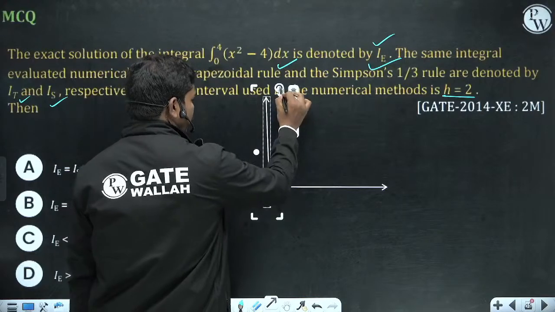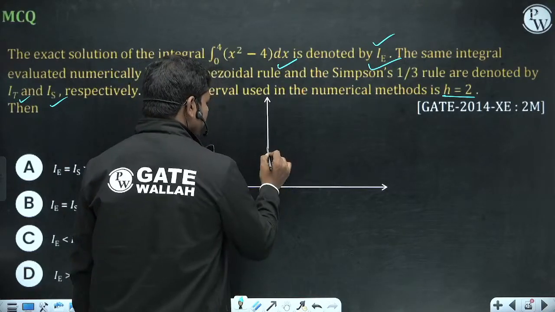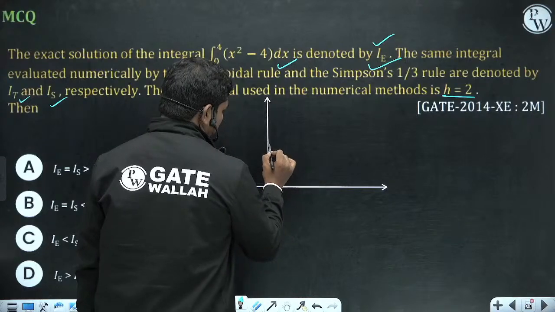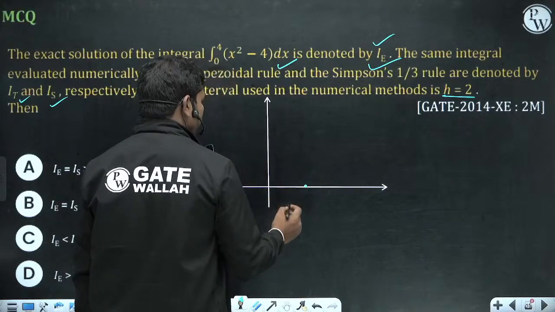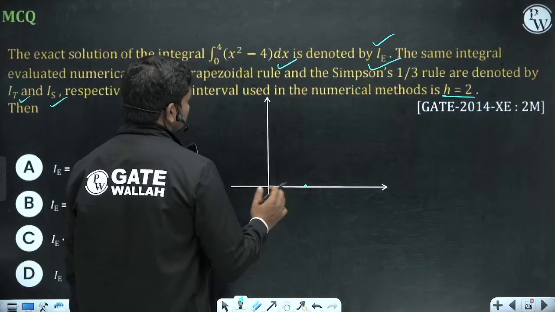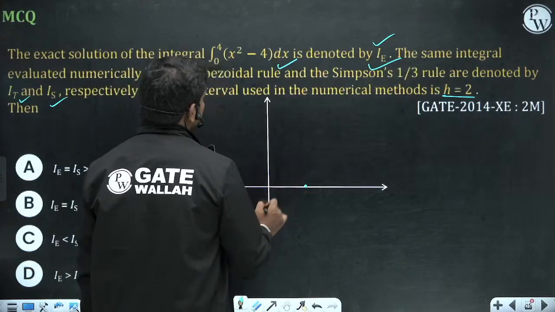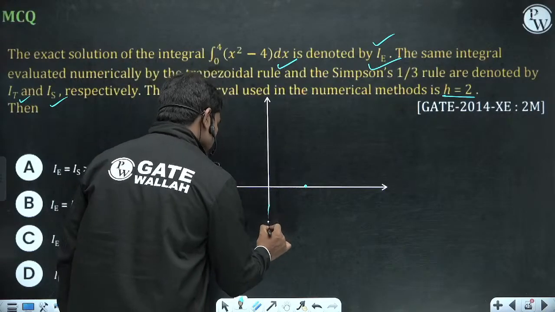So basically if you see x square minus 4, the function comes like this. At x equal to 2, this value is 0. When x is less than 2, this value is negative. If x is equal to 0, then y equals minus 4.